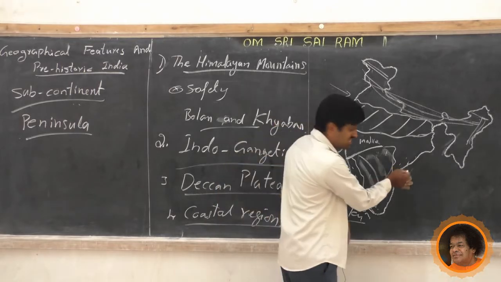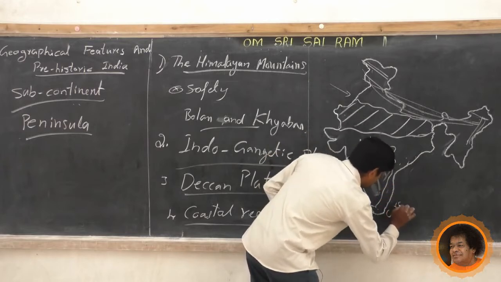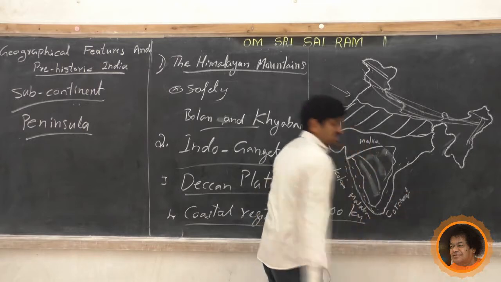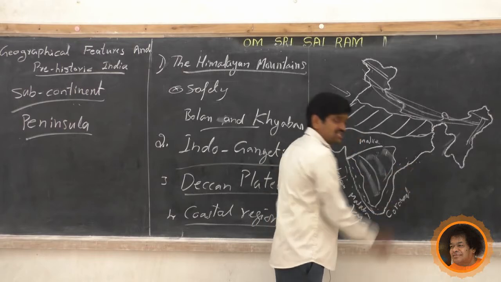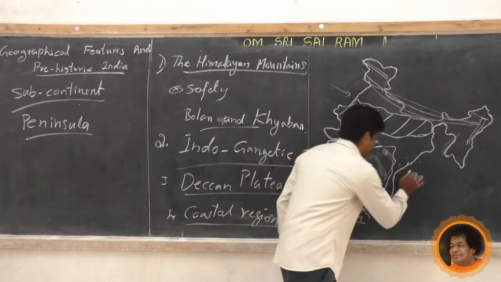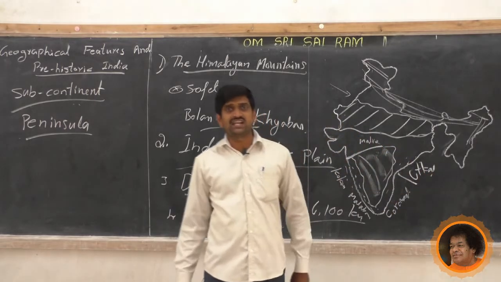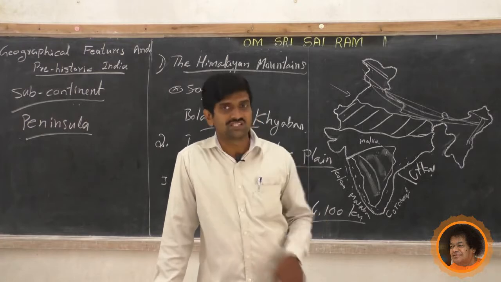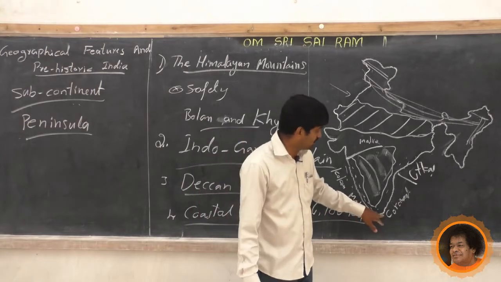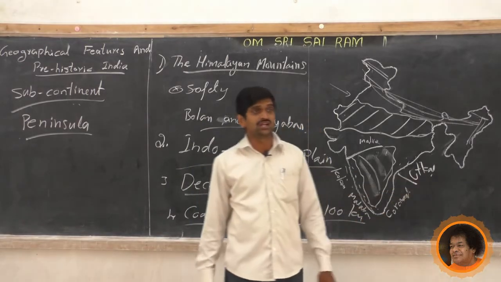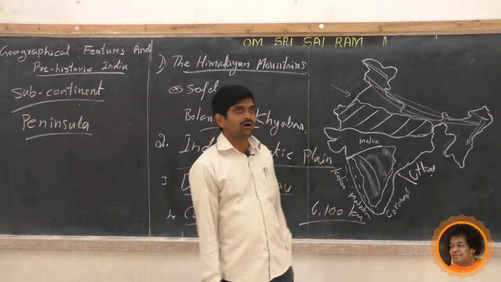And in the eastern coast, this one is called the Coromandel coast. Next, the coastal area of Orissa is called the Utkal coast. So in the western coastline and also the eastern coastline, we have two divisions. In the west, there are the Malabar and Konkan coasts, and in the eastern coast, there are the Coromandel coast and the Utkal coast.